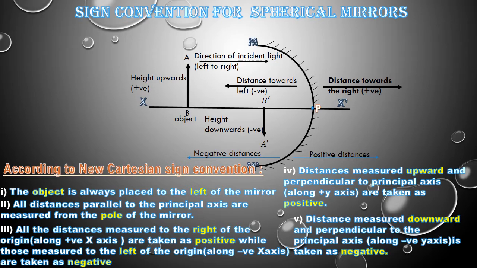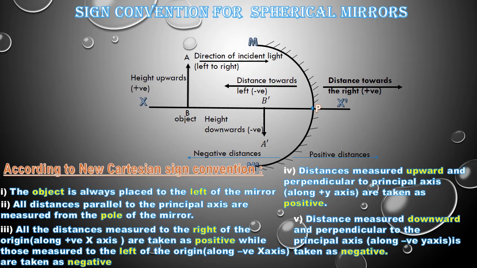Second, all distances parallel to the principal axis are measured from the pole of the mirror. That is, pole is taken as the origin here. So, all the measurements we are taking from the pole. Third, all the distances measured to the right of the origin, that is along positive x-axis, are taken as positive, while those measured to the left of the origin, that is along negative x-axis, are taken as negative.